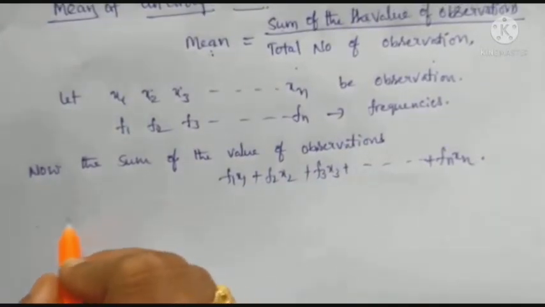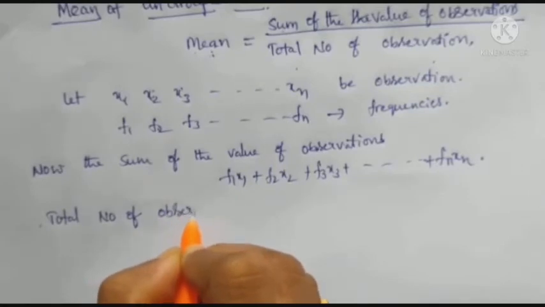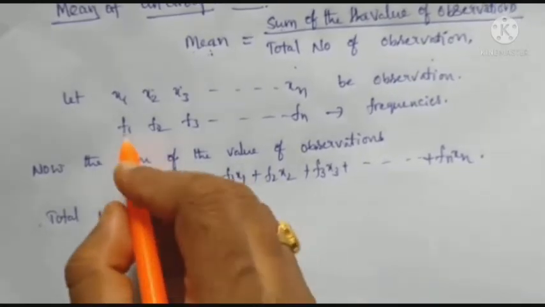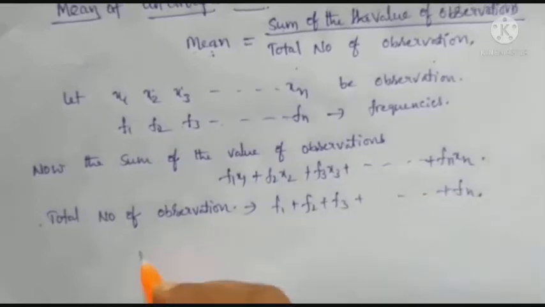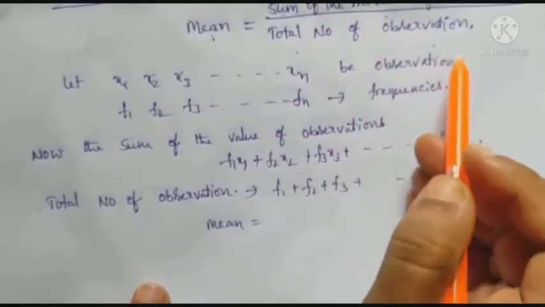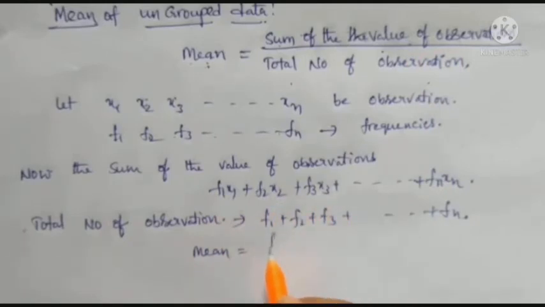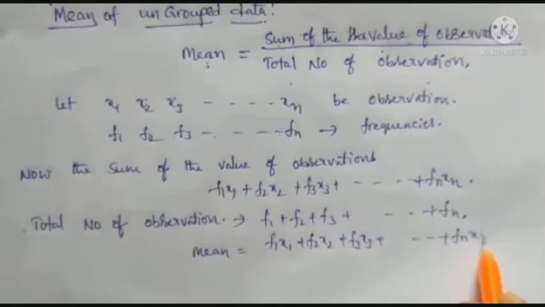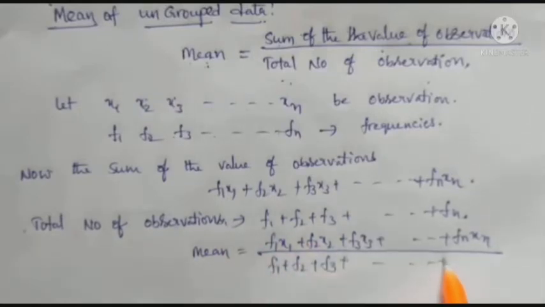Next, the total number of observations is f1 plus f2 plus f3 plus so on plus fn. Now find the mean. Mean is equal to the sum of the values of observations, which is f1x1 plus f2x2 plus f3x3 plus so on fnxn, divided by the total number of observations, which means f1 plus f2 plus f3 plus so on plus fn.